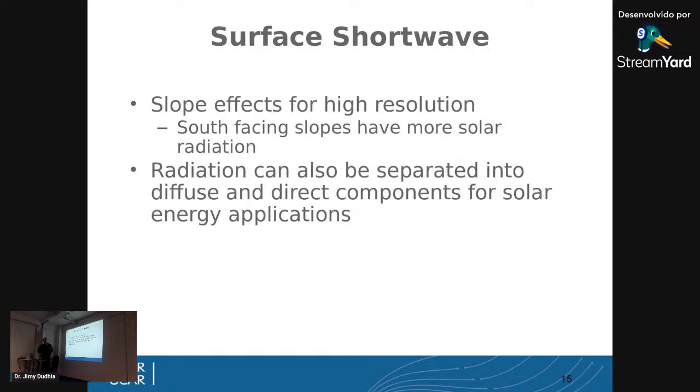North-facing slopes, in this hemisphere, have more solar radiation, so we can account for that. Radiation can also be separated into diffuse and direct components for solar energy applications, because the direct component is more efficient at producing solar energy. The diffuse component is basically the shortwave you get from the sky apart from the sun. There's a significant amount of shortwave that comes indirectly from the sun.